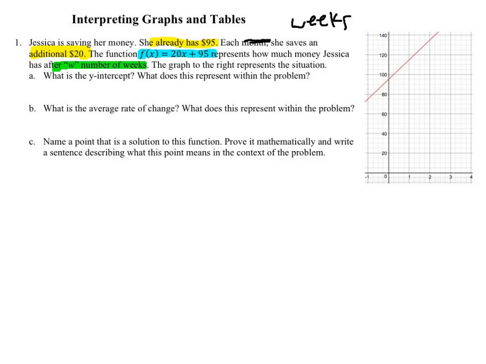So, question A, what does the y-intercept mean? Well, before you can answer that, you need to know where it's at on the graph. The y-intercept is on the y-axis where the graph crosses. So, that looks like the number is going to be about 95. So, what does it represent? It represents the starting value of money.